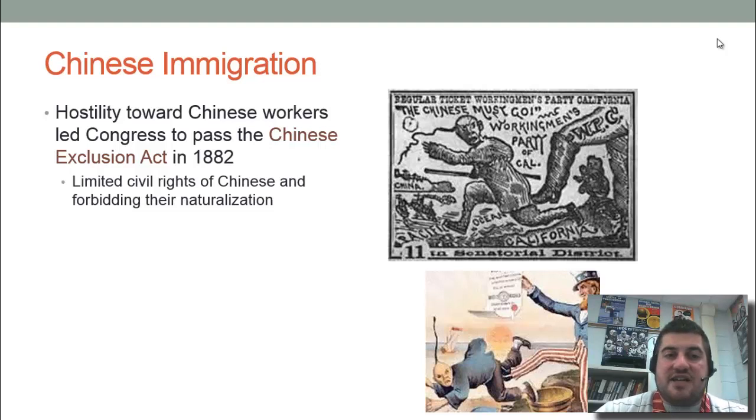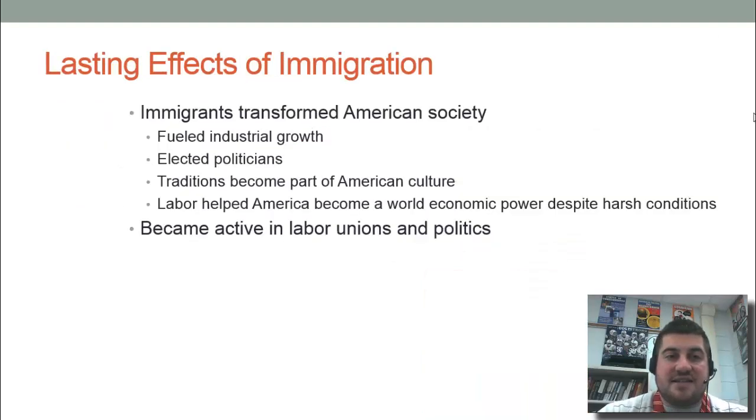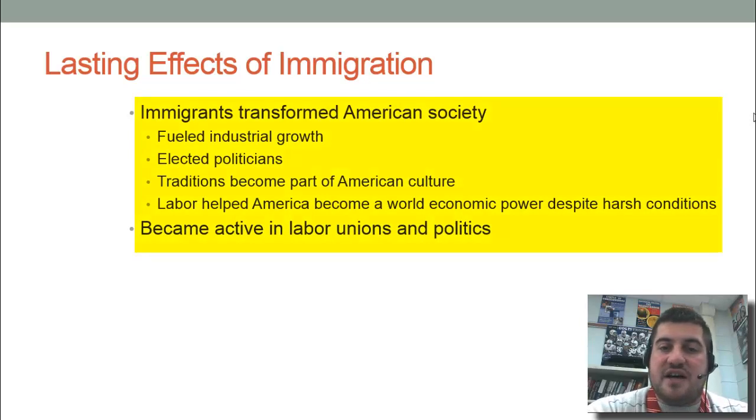We already talked about the Chinese Exclusion Act and the lasting effects of immigration. Well, immigrants basically redefined what it means to be American. They fueled industrial growth by being the ones to work in these dark, dirty factories. They became active in labor unions and politics. They helped to elect politicians. The immigrant group is a very big voting bloc.